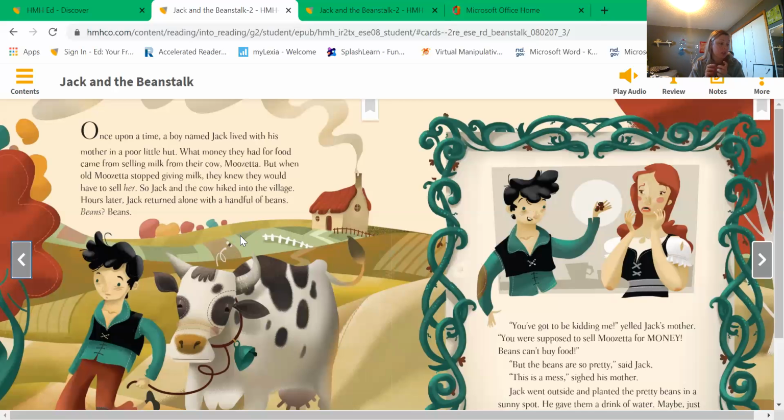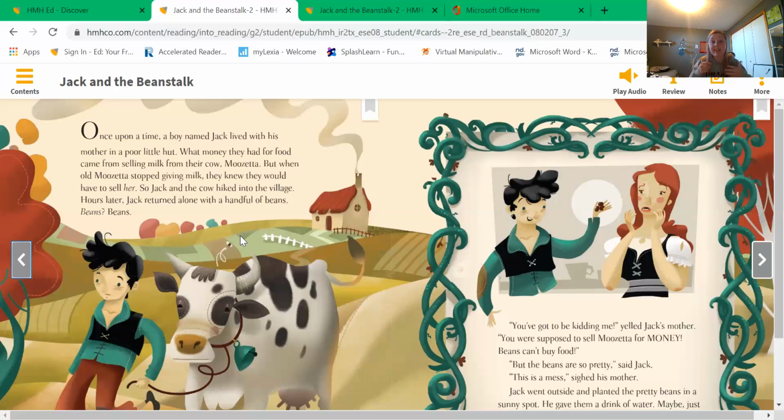Okay, so that's those first couple questions. And when it says explain with evidence, that means to explain with parts from the story. So like I said, my evidence that I used was that he went to the village to sell the cow for money. It didn't work because he didn't bring money back.